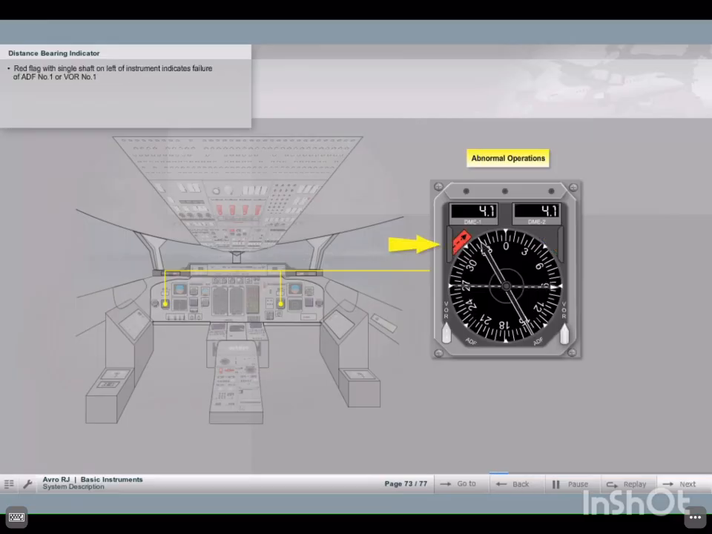A red flag with a single shaft on the left of the instrument indicates the failure of ADF number 1 or VOR number 1. A red flag with a double shaft on the right of the instrument indicates the failure of ADF number 2 or VOR number 2.